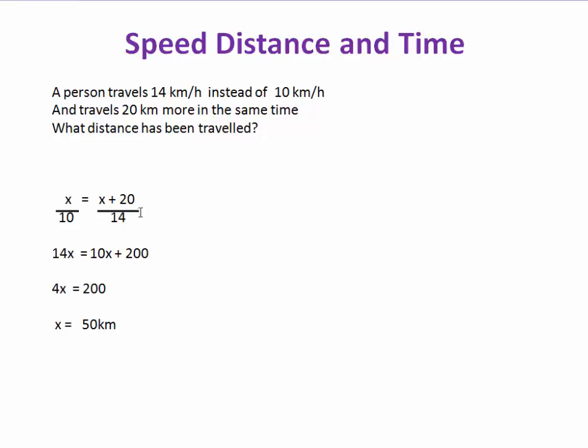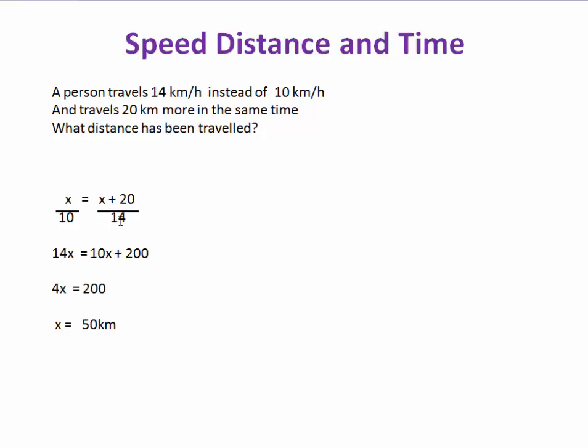So we can do this by equating x over 10, which is the slower speed. So 10 kilometers per hour, x over 10. So distance over speed, and this distance will be x, this same distance plus 20, because they've done 20 kilometers more, divided by 14, which is the greater speed.